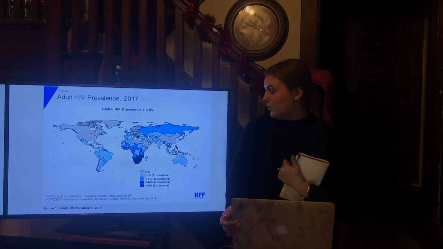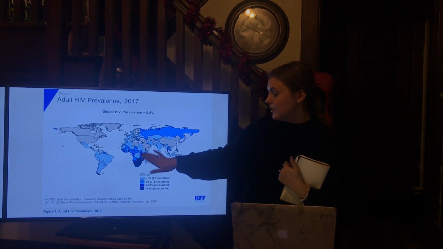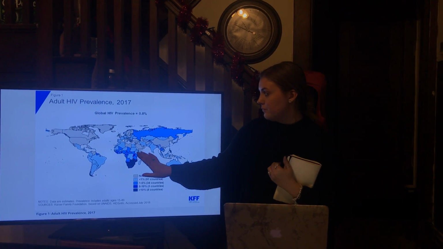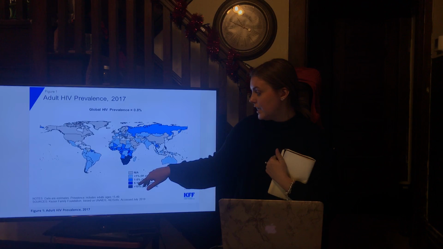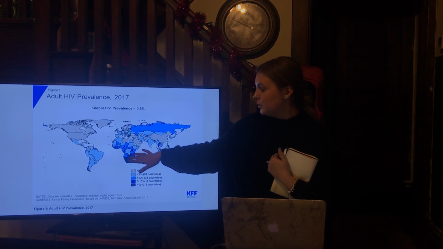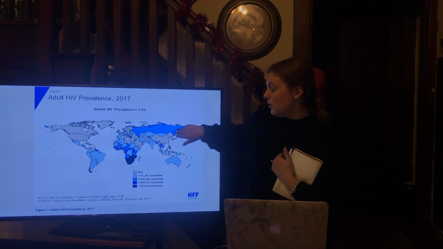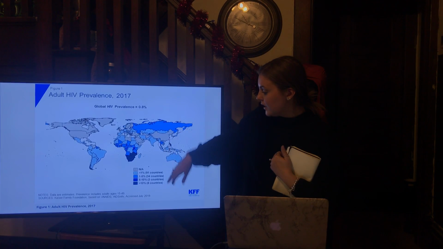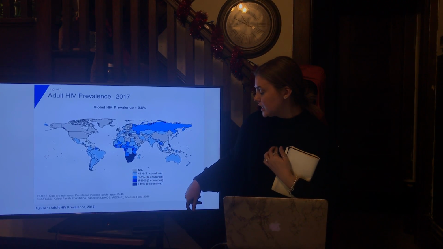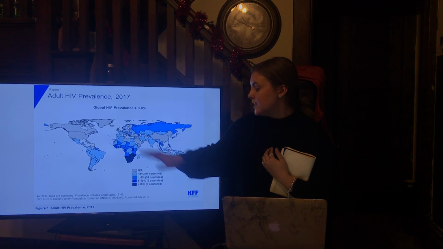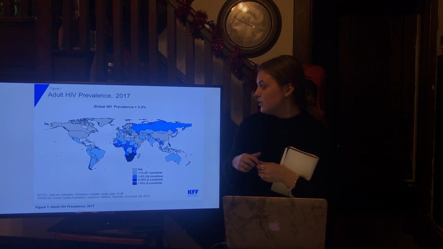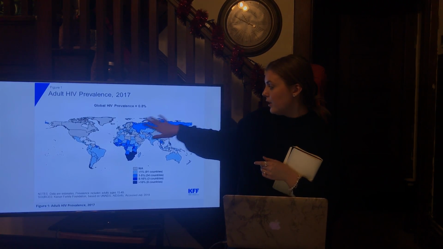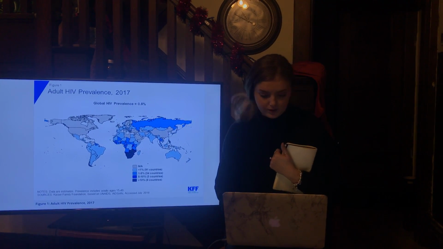And you can see, like we all know, Africa has pretty bad prevalence rates of HIV and AIDS, and it's like this blue color, and Russia is also similarly bad. It's like 1 through 5%, and then the United States is this gray color, so you can see how bad Russia is compared to the rest of the world.